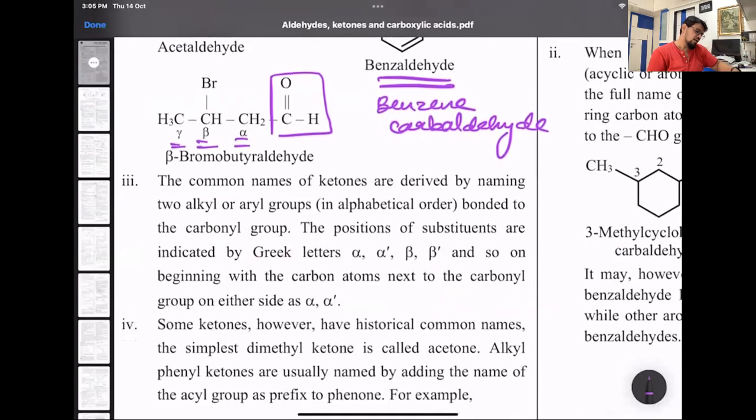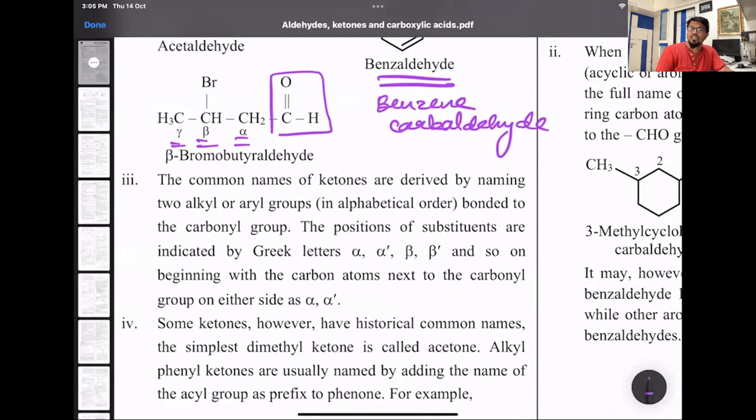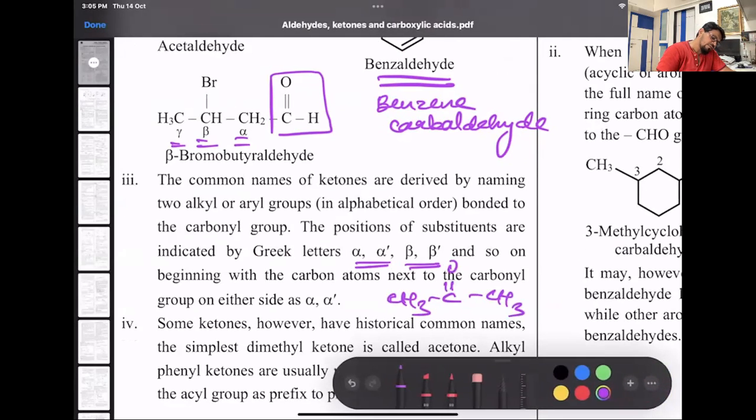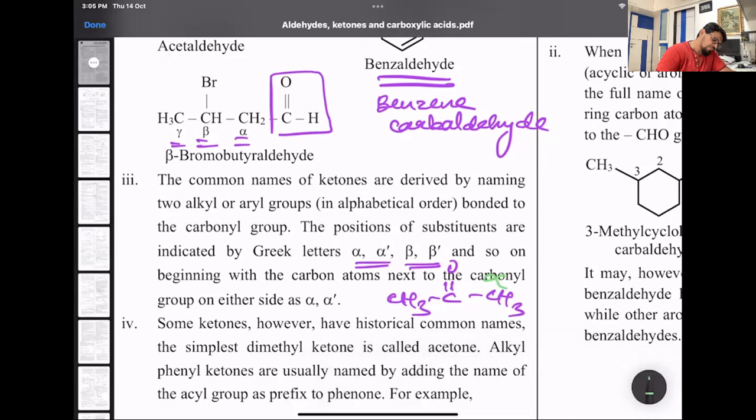Okay. Then coming to the common names of ketones. Now in ketones, to the C double bond O, we can have alpha carbon on both sides. So we name those alpha carbon atoms as alpha and alpha dash, and beta as beta dash on both the sides. All right. So for example, suppose I'm talking about acetone, CH3, C double bond O, CH3. So I can have this as alpha, and this one can be alpha dash, that way.